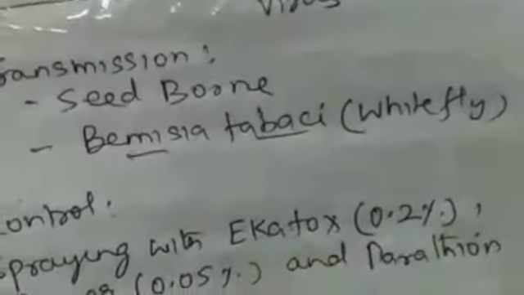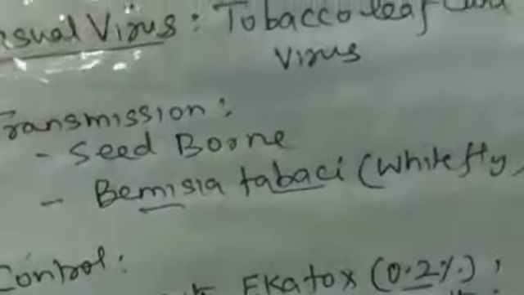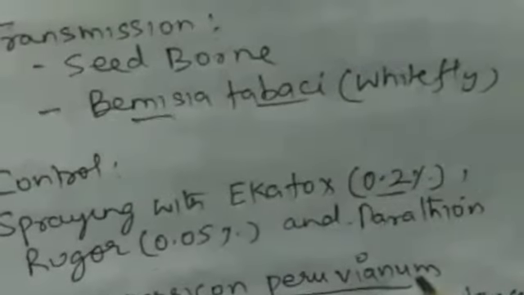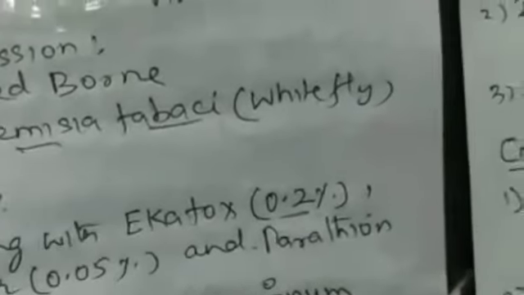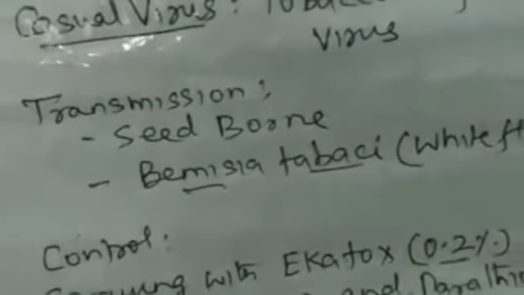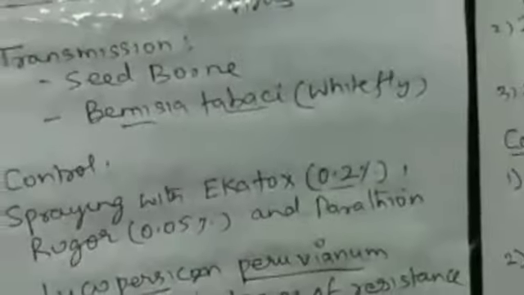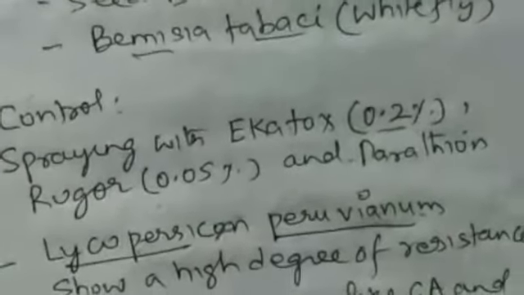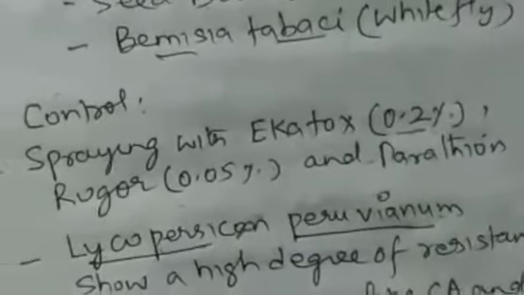As we did in the Bindi mosaic, as soon as Bemisia tabaci comes, the spraying of Ecatox, Rogor, Parathion will come, and definitely it will come. And besides it, we have one resistant variety called Lycopersicon peruvianum. Tomato botanical name is Lycopersicon, and peruvianum shows a high degree of resistance.